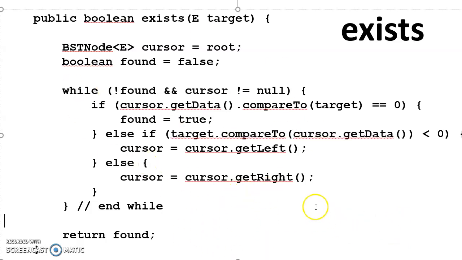So this exists method here is written iteratively. I may have another video later that has the exists recursively in BST node, but for right now, I just have this iterative. So now that we have this algorithm to look at, let's step through for exists. And what I'm going to do is, there's these first two lines right here.